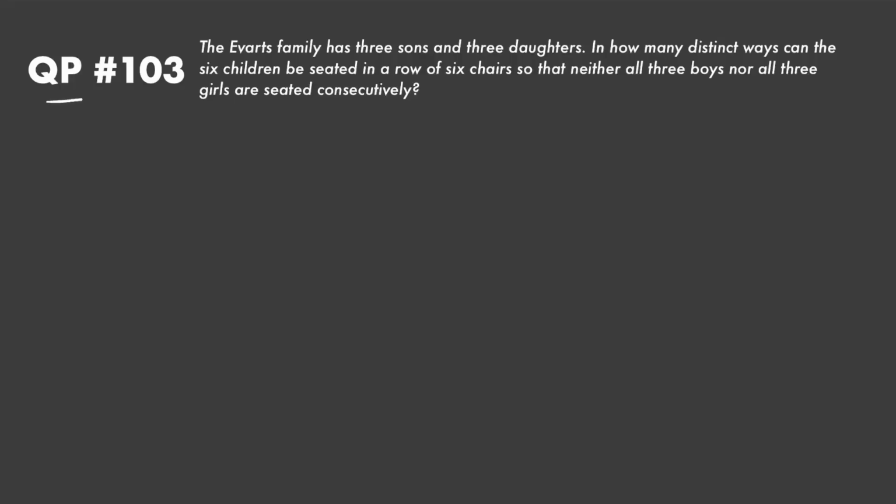Hello everyone, today let's take a look at some combinatorics with some inclusion-exclusion. We're going to be looking at QP 103 here. So basically we have the Evarts family with 3 sons and 3 daughters. In how many distinct ways can the 6 children be seated in a row of 6 chairs so that neither all 3 boys nor all 3 girls are seated consecutively?